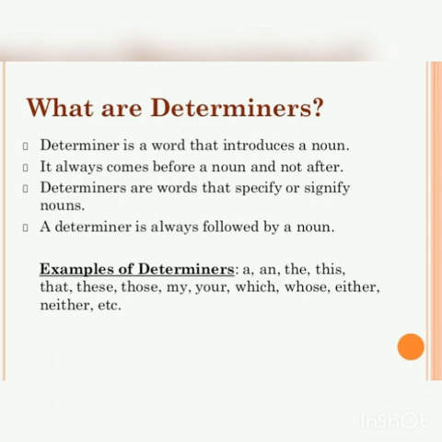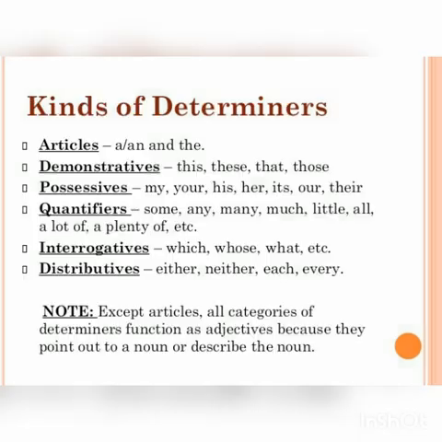And the last point is a determiner is always followed by a noun. Now let's look at the examples of determiners. The words like a, an, the, this, that, these, those, my, your, which, whose, either, neither, etc. All these words are used as determiners in a sentence.